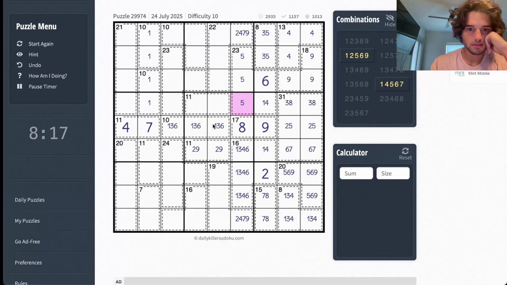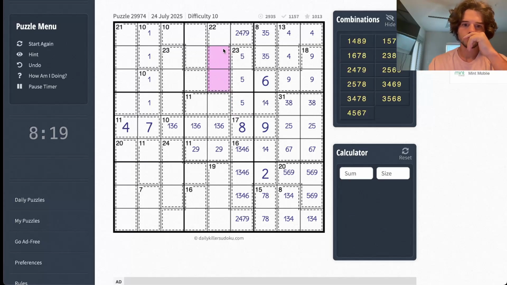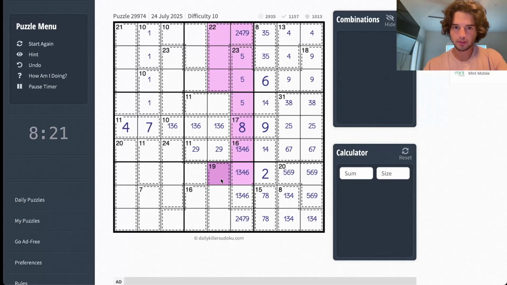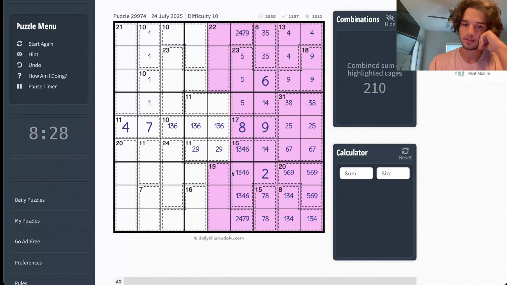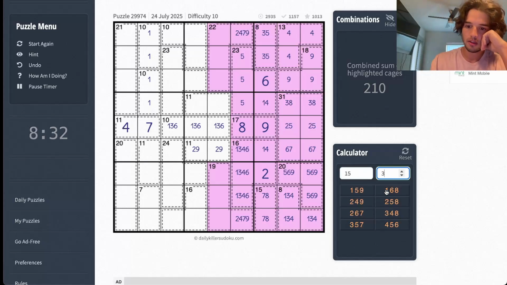Missing anything else? I mean, we do know the value of these 3 cells here. Or not the value, the total sum. But I doubt it's going to be very helpful. 15 and 3 is never helpful, but we might as well check.